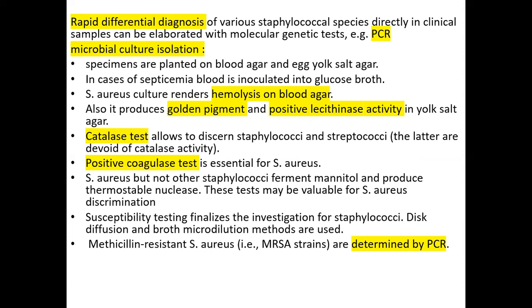The main method of diagnosis is bacteriological, cultural isolation. Also, we can use PCR as a rapid differential diagnosis, but PCR can show the antibiotic resistance only in part. That's why cultural isolation is one of the basic methods of diagnosis: you take material, plate it, get pure culture, identify the pure culture, and then do an antibiotic resistance test and phage typing test. MRSA staphylococcus can be determined by PCR only, but susceptibility to antibiotics is not available for PCR test.